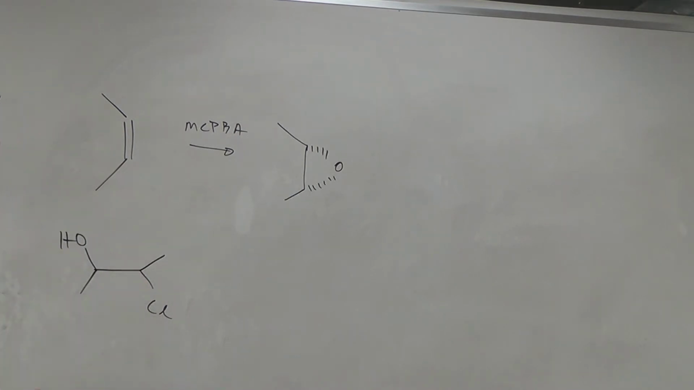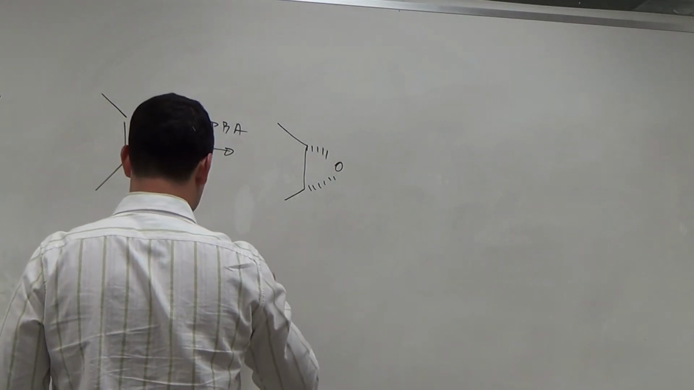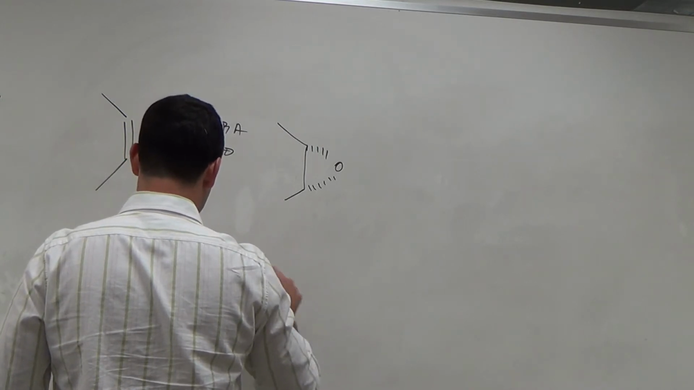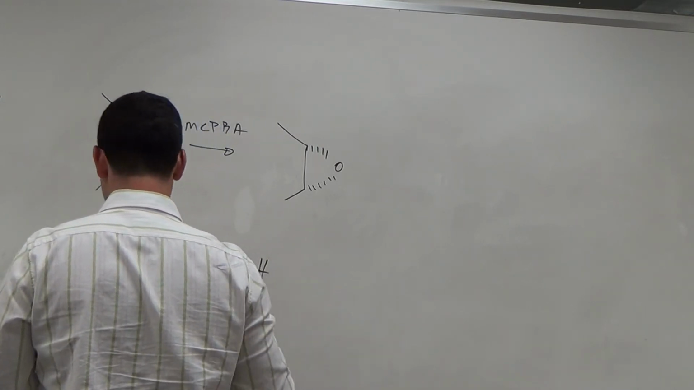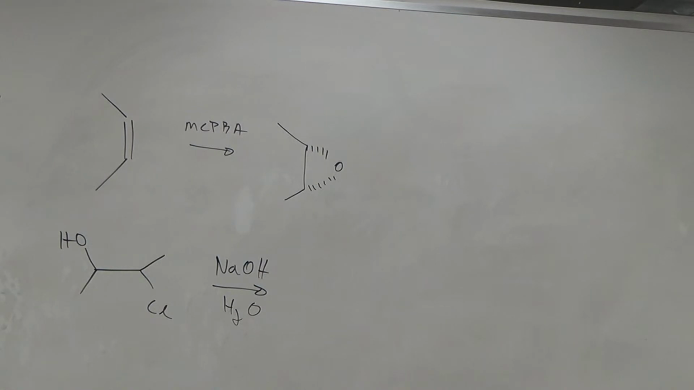Let's say you have that. And if you add a base to this, of course, it has to be in water. It can't be an ionic compound. What is going to happen, tell me? What do you think? If I add a base to this, what's gonna happen? It's gonna abstract the proton. Okay? There could be an elimination, yeah, you're right.